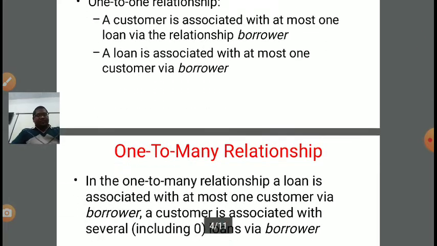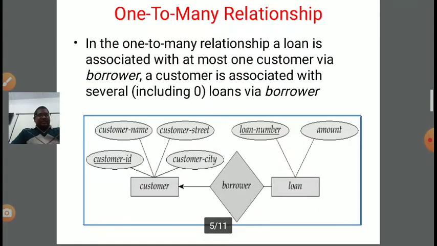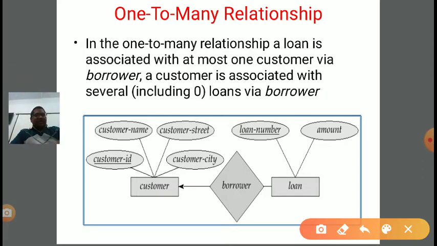See, next we will be discussing this. If it is one to one, then here we need to write customer. In this manner, we need to indicate this one and this one. This means customer is related to borrower in one to one manner. Similarly, loan is related to borrower in one to one manner. So this was the one to one relationship.